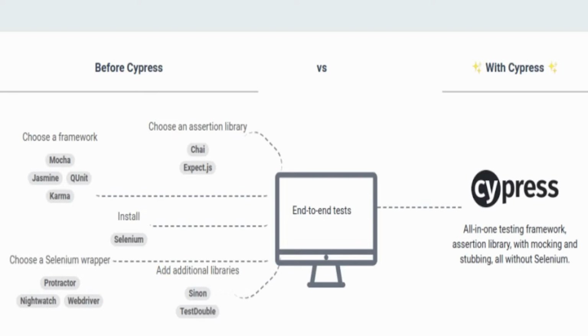Cypress is an all-in-one, end-to-end testing tool, so that we can do everything using a single tool. Also, we can do functional and API testing as well from Cypress.